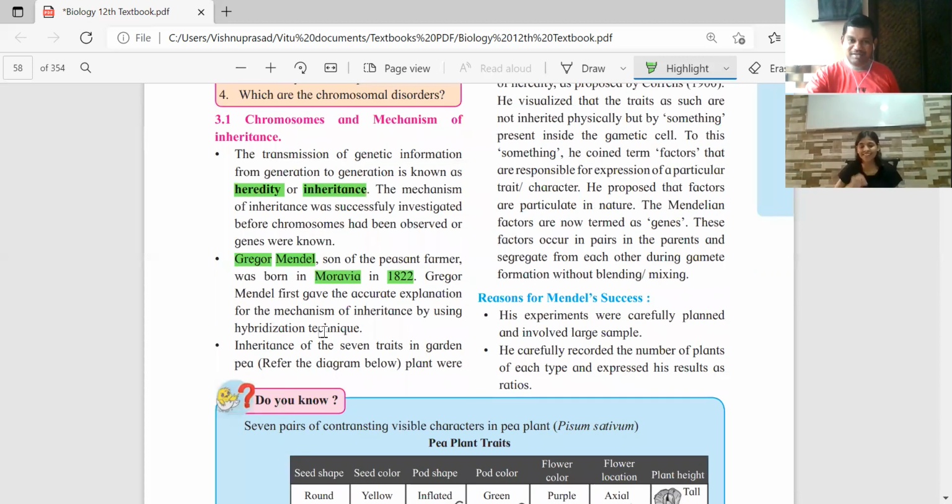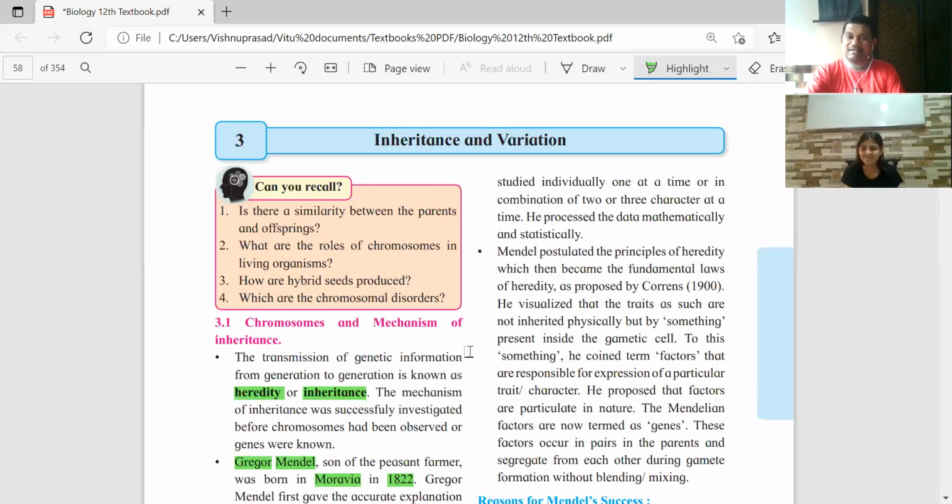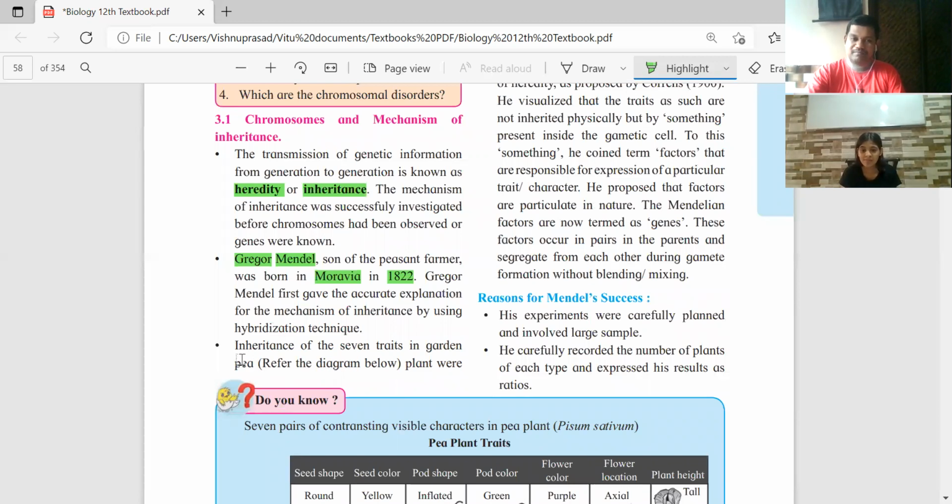See, what he did was, he had a garden. It was 1822, life was very simple at that time. Whatever experiments he did were out in the field, in the garden, not laboratory experiments. The experiments he did were on the pea plant, sweet pea or the garden pea, also called Pisum sativum.